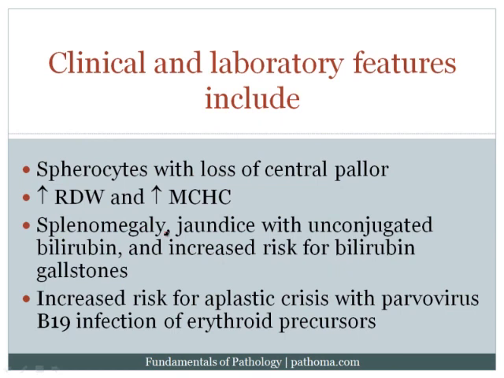Patients will also develop jaundice with an unconjugated bilirubin, and there will be an increased risk for bilirubin gallstones. If you recall from my previous lecture, the jaundice is very easy to understand. As the spleen is eating away at the red blood cells, it will eventually have to put out unconjugated bilirubin. That unconjugated bilirubin will overwhelm the liver's ability to conjugate, and so increased unconjugated bilirubin will be floating around in the blood, hence the jaundice.